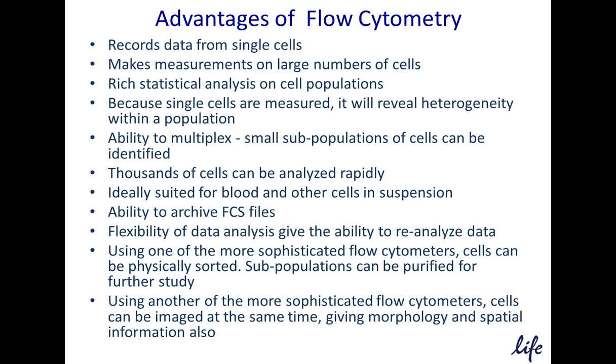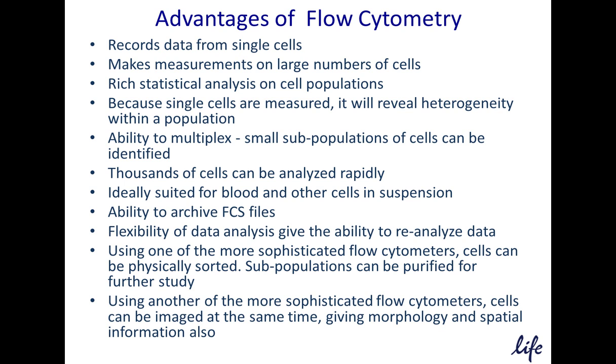There are many advantages of flow cytometry. This records the data from single cells. This makes measurements on large number of cells, generally in the thousands to millions per sample. Rich statistical analysis can be obtained on populations. And because single cells are measured, it will reveal the heterogeneity or the diversity within a population. There is the ability to multiplex. Small subpopulations can be identified. Cells are rapidly analyzed, often within seconds. This is ideally suited for blood and other cells in suspension.